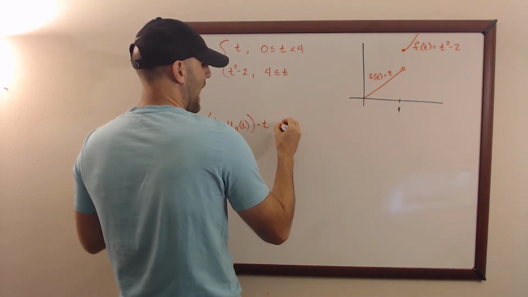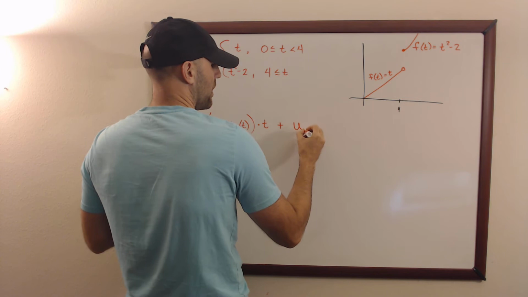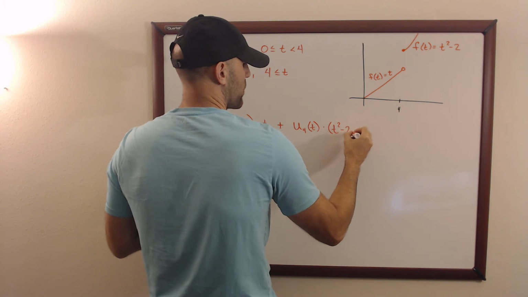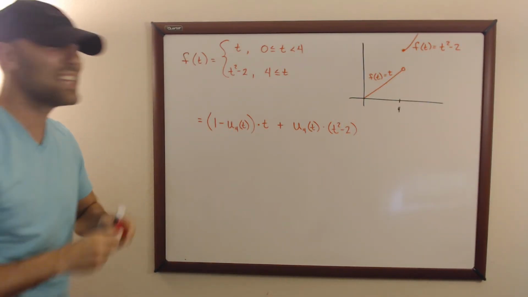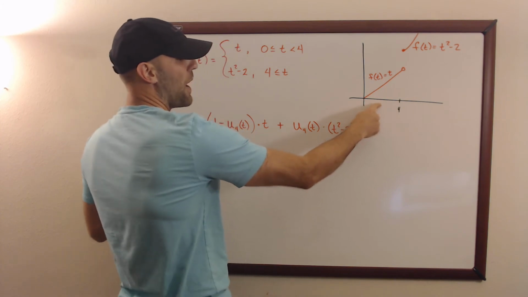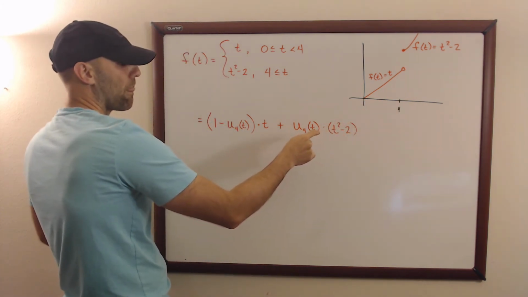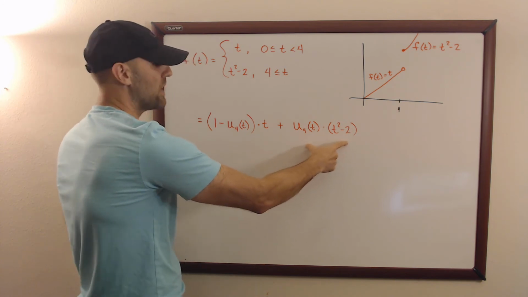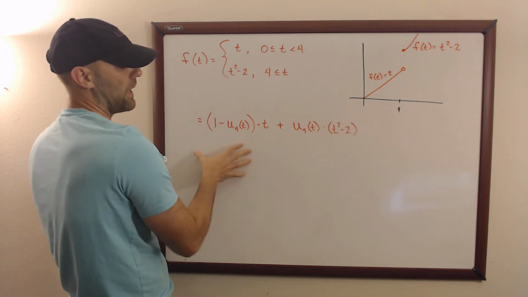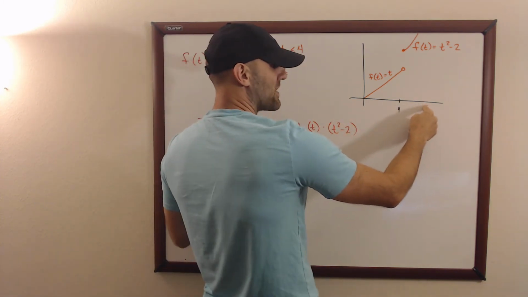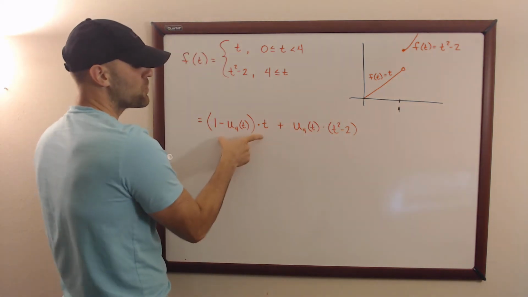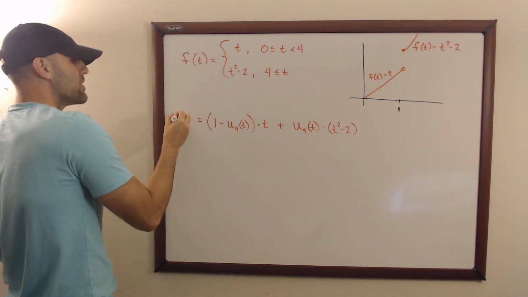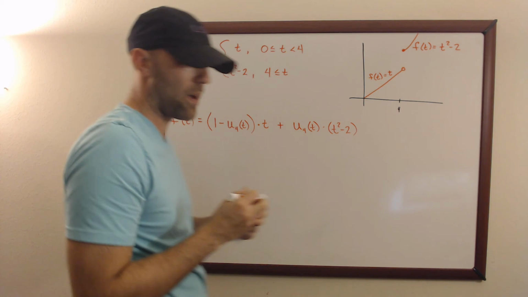So what I'm going to do is add u sub 4 of t times t squared minus 2. If I'm less than 4, let's say I plug in 2, this function doesn't even exist. So that's gone, and it's just going to be t. But if I plug in 6, something to the right of 4, this won't exist, and so it's just going to be this function, right? So this is my piecewise function. This is f of t.